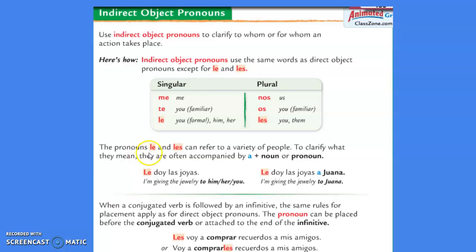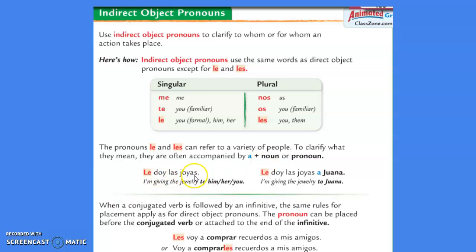Okay, so pronouns le and les can refer to a variety of people, so you need an emphatic phrase. The personal a plus a noun or pronoun clarifies in that sentence who this little word means, because le could mean you formal, him or her. And then les could mean you or them. So sometimes you need an emphatic phrase. Okay? So here we go.